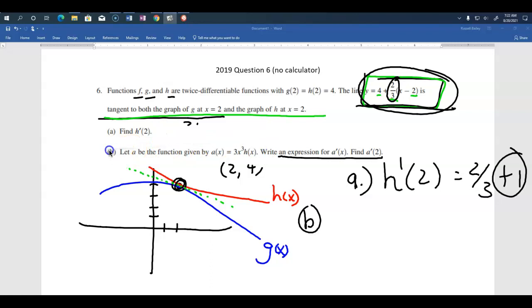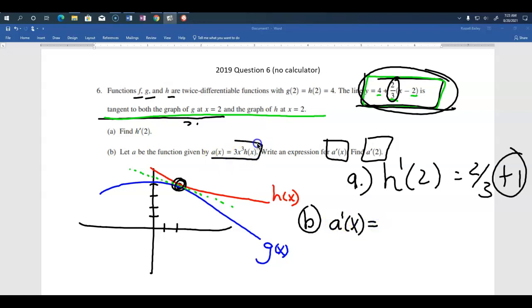Let me back up. They've given me a new function, and they're asking me to do two things. I need to find A prime of x. I also need to find A prime of 2. So here we go. Let's find A prime of x. Well, what kind of function is that? That's a product of two functions. How would I find the derivative? I would do the product rule.